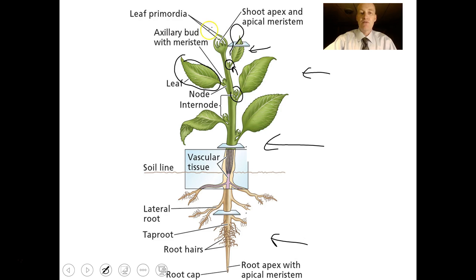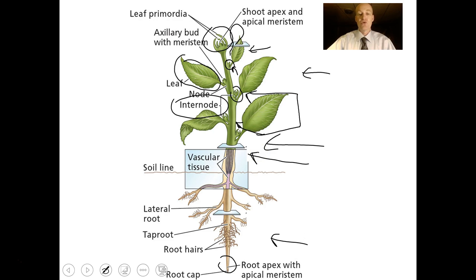So we have the apex of the plant. We have the root apex down here at the bottom. You can see that there is an internode. So the distance between two nodes is called an internode. That's denoted right over here. Inside of the stem, there will be the vascular tissue, the xylem and the phloem, that's going to be conducting nutrients, minerals, and water.